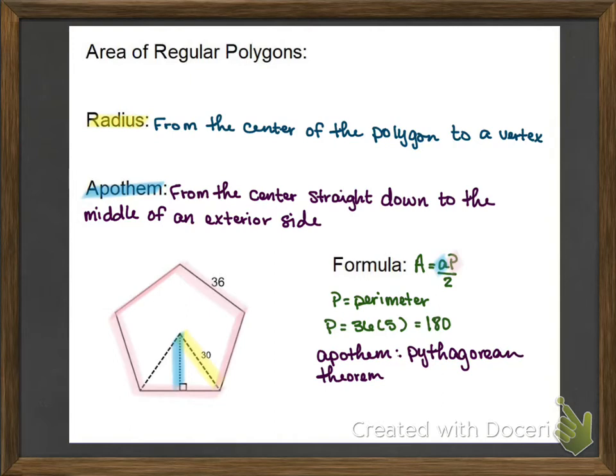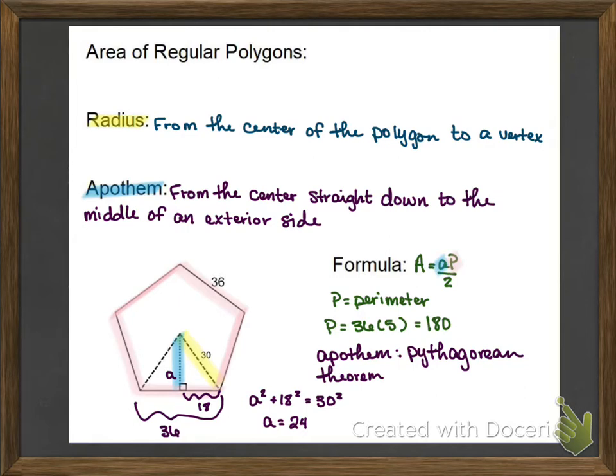Now for our apothem, we need to use the Pythagorean theorem. We have the radius, which will be the hypotenuse of our triangle, is 30. Our apothem is one of our legs. We need to figure out what that base is. So if the whole thing is 36, it is cut in half, so that base is going to be 18. So we have a squared plus 18 squared equals 30 squared. So subtract the 18 squared over, take the square root, and we get that our apothem is 24.